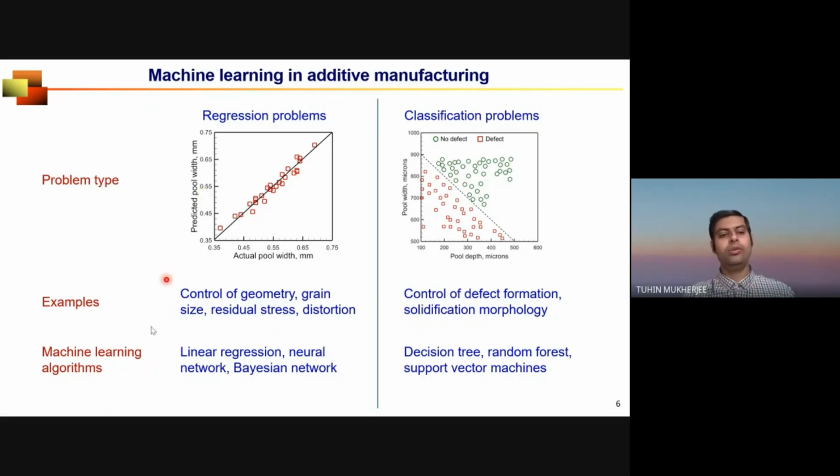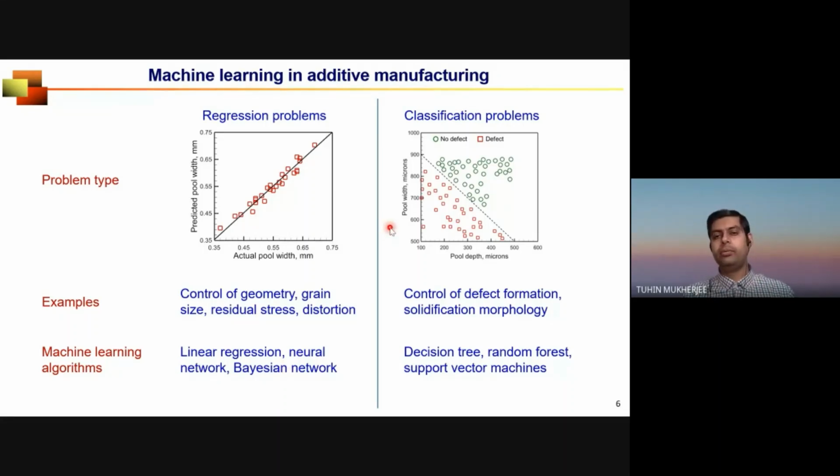You can use the machine learning, and before doing the experiment, you can know what works and what does not work. Several examples of this type of problem are definitely control of geometry like width, depth, and so forth. Grain size, because it's also a variable, it has values. Residual stress, which significantly varies in the part, and distortion. All of these have some value. That's why they are classified as regression problems. To solve this kind of problems, generally we use linear regression, neural network, Bayesian network. These are the commonly used algorithms.